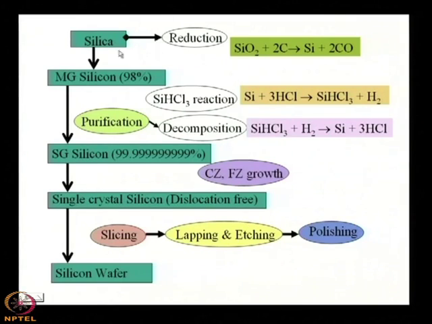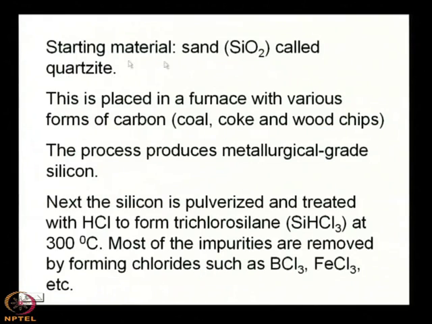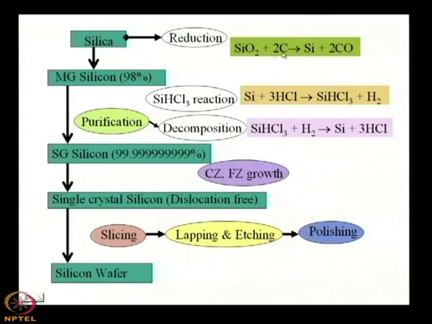Then this silica is placed in a furnace. The starting material is sand called quartzite. This is placed in a furnace with various forms of carbon, that means it can be coal, wood chips, coke, etc. Then there is a reduction reaction. Reduction reaction means SiO2 is there, the O you have to remove. So some reduction reaction must be performed, and you see that this is the reduction reaction. At the end of this reaction, Si is obtained.